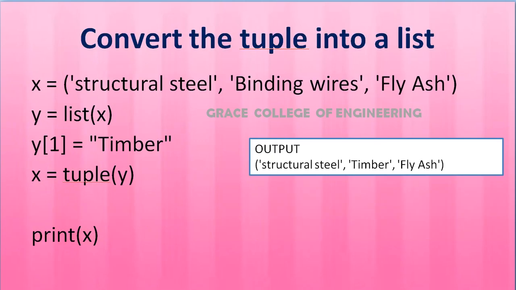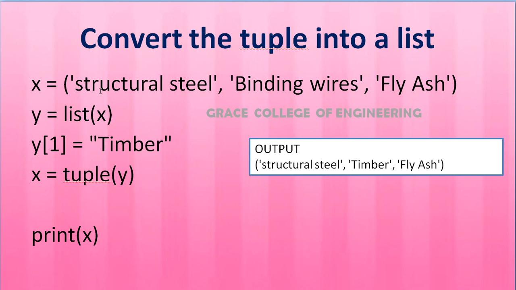Next, convert the tuple into a list. Why are we converting this tuple into a list? Because tuples are unchangeable. Once the tuple is created, we can't change anything. So it will be converted to a list.